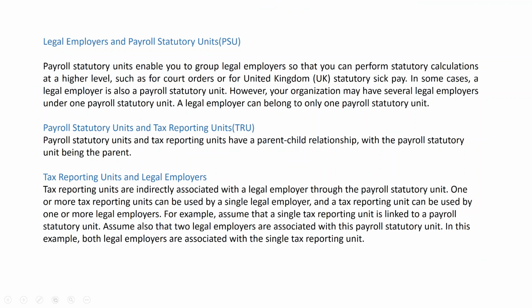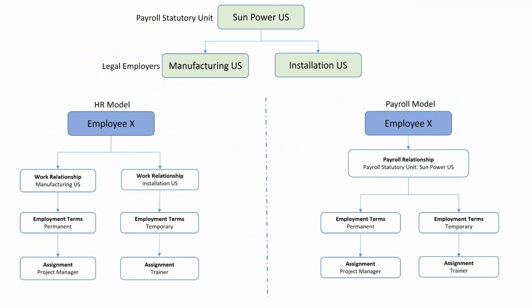So after this definition and linkage, I have put one more slide here. It will make you understand the difference between the HR model and the payroll model of the employee. So if you see from the top, in this example, we have only one PSU, that is SunPower US. Under that, there are two legal employers. One is Manufacturing US, another is Installation US. So basically, there are actually three legal employers. The PSU is also a legal employer, which is marked as a PSU. Under that, there are two more legal employers.